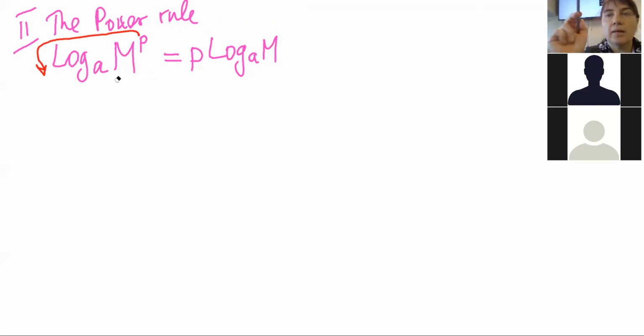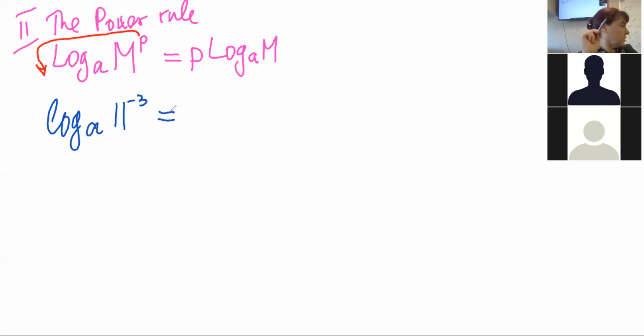Okay, so let's do some practice. Example 3. It says express each of these as a product. So we have logarithm with base a of 11 to the power of -3. They say express this as a product. In other words, move the exponent in front.